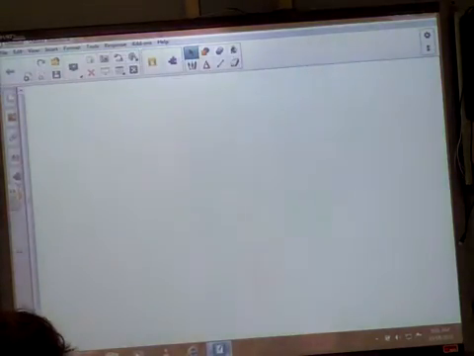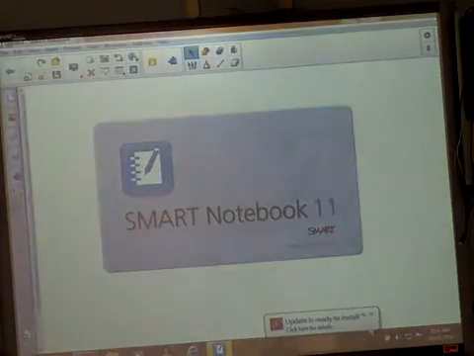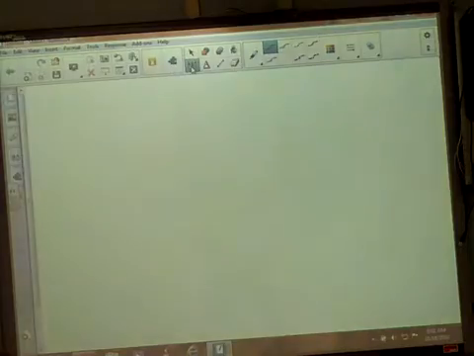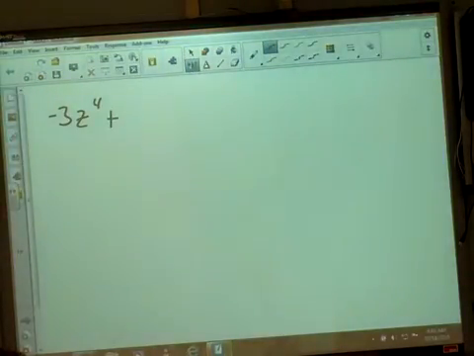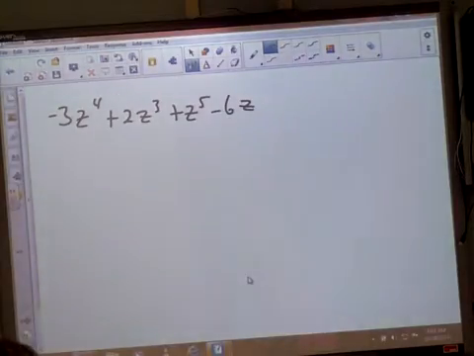Alright, I'm going to be doing some adding and subtracting with polynomials. We talked about polynomials yesterday. Easy stuff again. Alright, first thing I've got here says negative 3z to the fourth plus 2z cubed plus z to the fifth minus 6z. Okay, no adding or subtracting on this one.